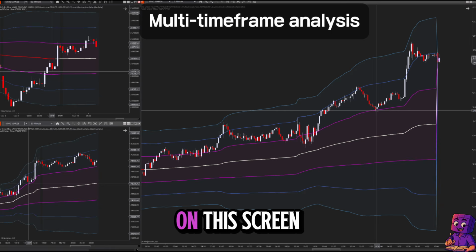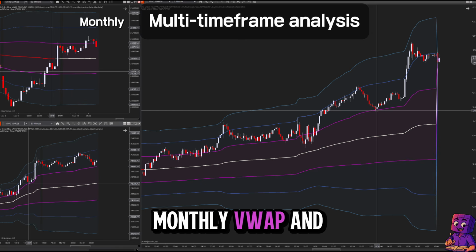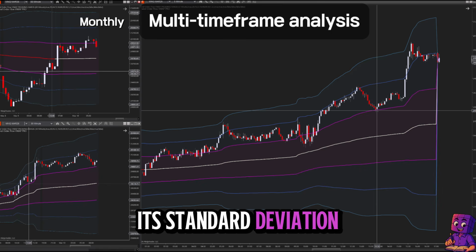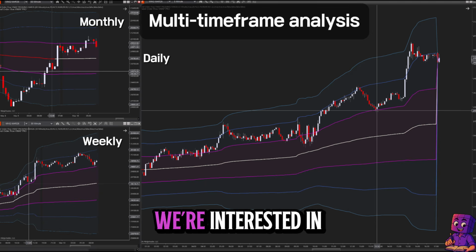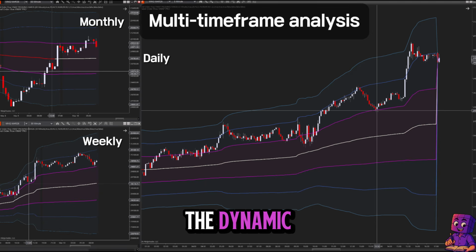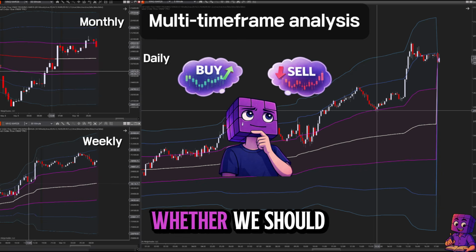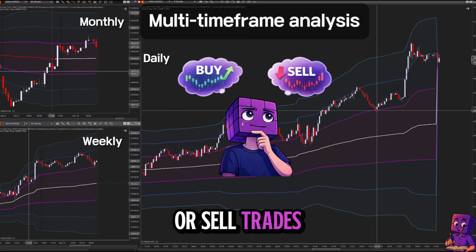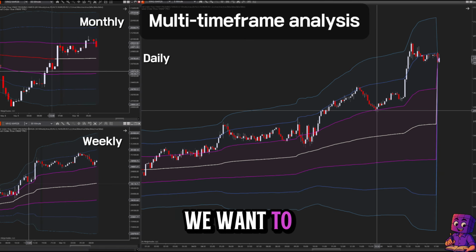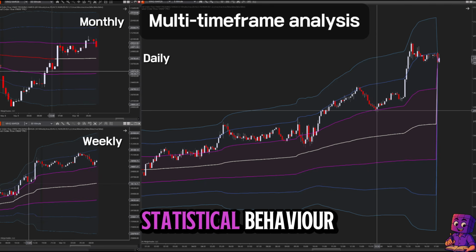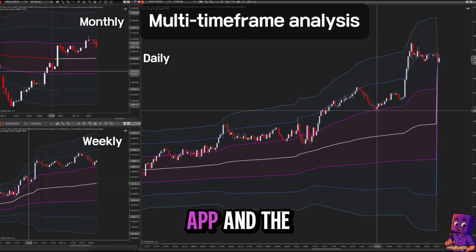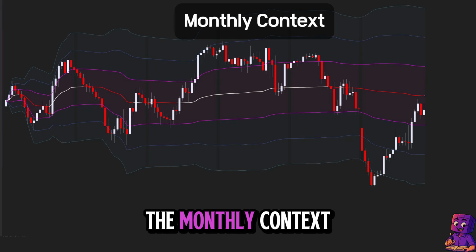Example: on this screen, we have the monthly VWAP and its standard deviation bands, the weekly VWAP and its standard deviation bands, and the daily VWAP and its standard deviation bands. We're interested in the dynamic context to see whether we should favor buy trades or sell trades. From this chart, we want to interpret the most probable move price can make based on its statistical behavior relative to VWAP and the standard deviation bands. Let's start with the monthly context.